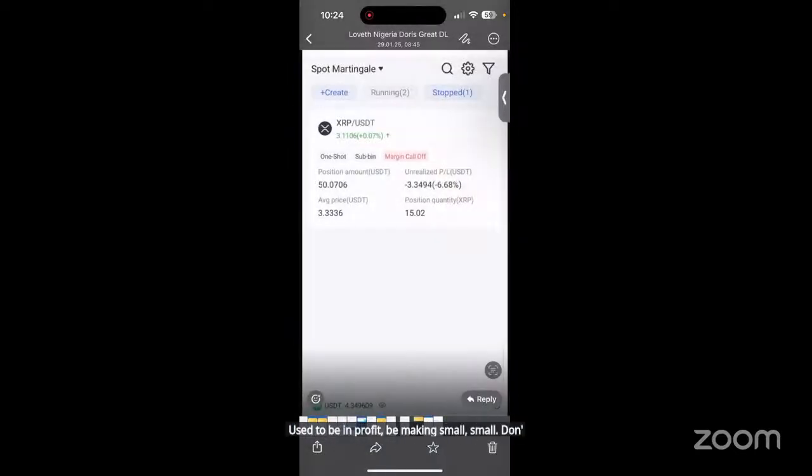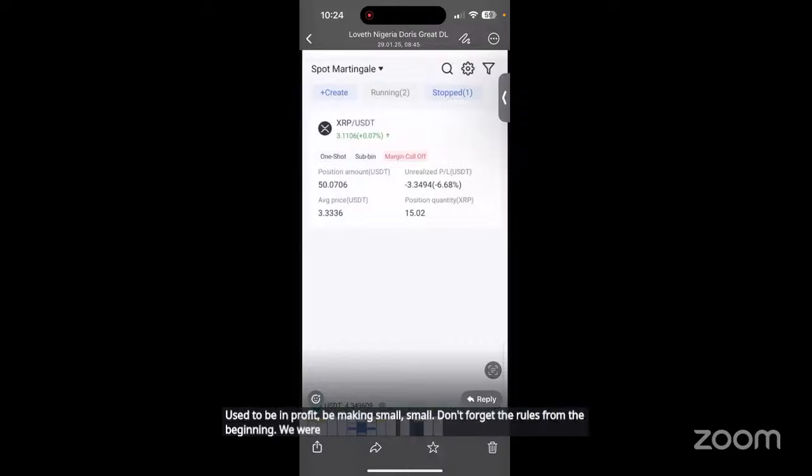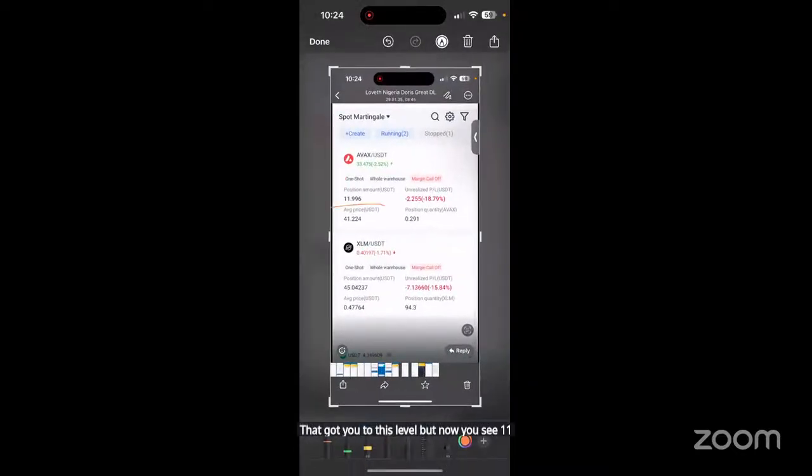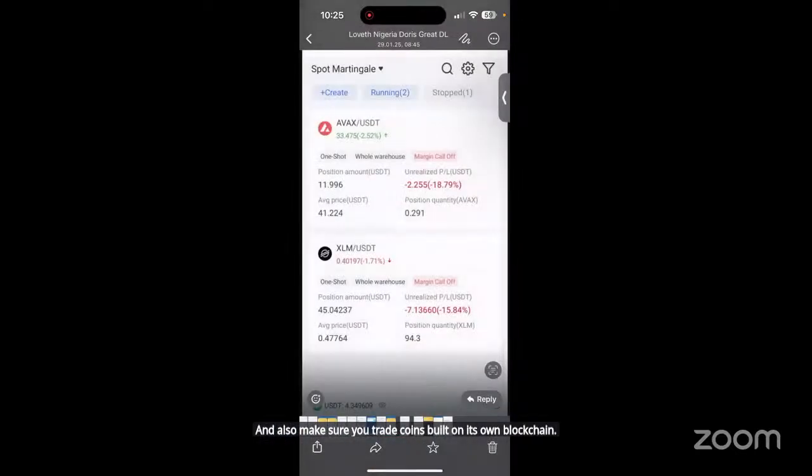Don't forget the rules from the beginning. We were trading one coin at a time. That got you to this level. But now see, 11 is here, -18. 45 is here, -15. Unless this AVAX coin does more than 20%, this 11 will be out of the market. So my dear, to cut everything short, one coin at a time. In fact, raise your capital to $1,000 a coin before you trade another coin. And also make sure you trade coins built on their own blockchain. So that is all I have for you, my dear from Nigeria. Thank you. All right. Thank you so much.